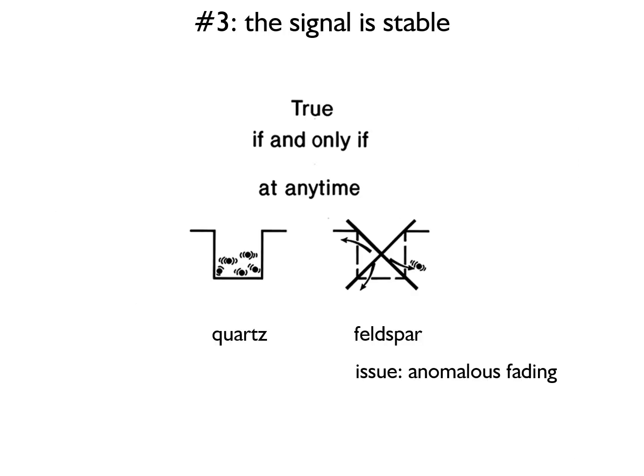So, bringing back the statement, the third statement is: the signal is stable? Well, with quartz, yes, the signal is stable, but with feldspar, the answer is no. The signal will be leaking. There's a leak in the box. We can see that there's a small hole around the box, so the electrons can leak out of the box. It's an issue that we call anomalous fading.